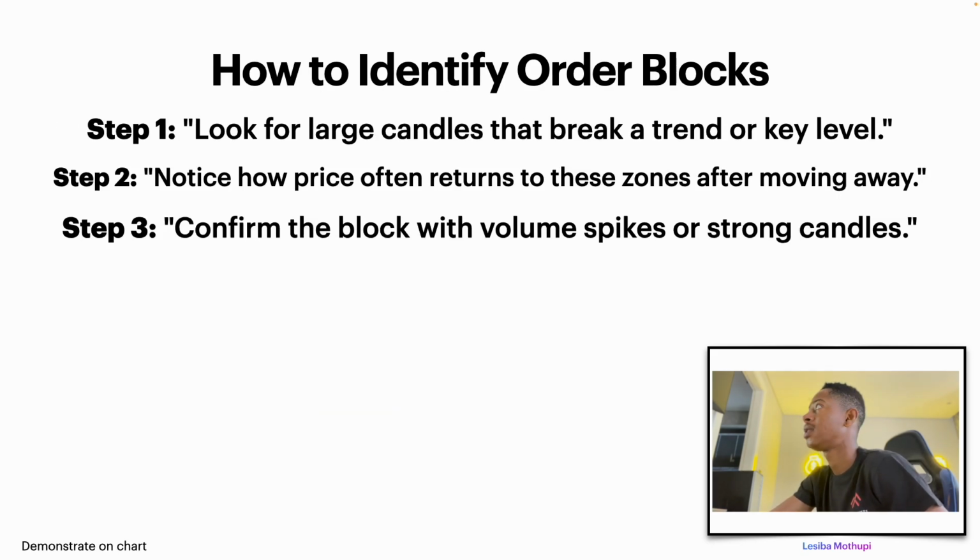So how do you go about identifying order blocks? The first step is to look for large candles that break a trend or a key area. The second step is to notice how price often returns to these zones after moving away. And the third step is to confirm the block with volume spikes or strong candles. So now I want us to take a look at how the steps work on a chart, and then we are going to dive a bit deeper so you get a clearer understanding. Let us start with the very first step, which is look for large candles that break a trend or a key level.